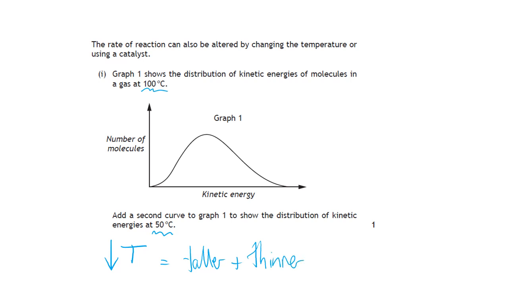We always start our graph at the same point. So it always starts at 0, 0. We need to make it taller and we need to make it thinner. So it finishes earlier than the first graph and it has to be taller. As long as it is a little bit taller and finishes a little bit earlier, you will get the mark. If your graph is the same height, you cannot get any marks. You must show it being taller and you must show it being thinner.